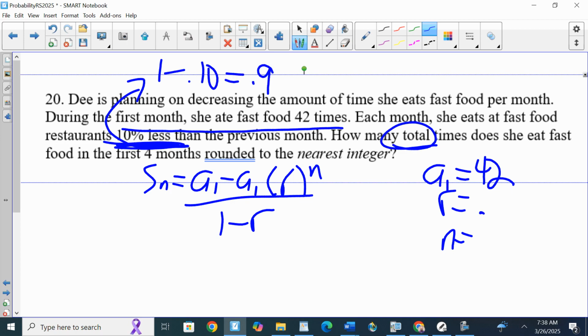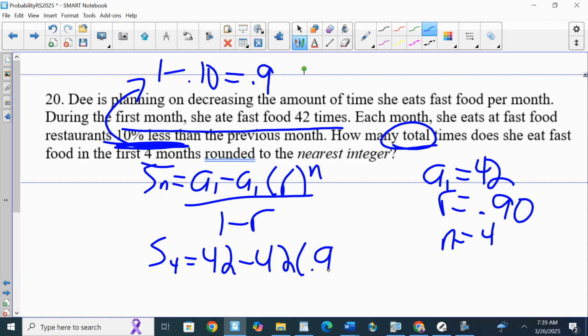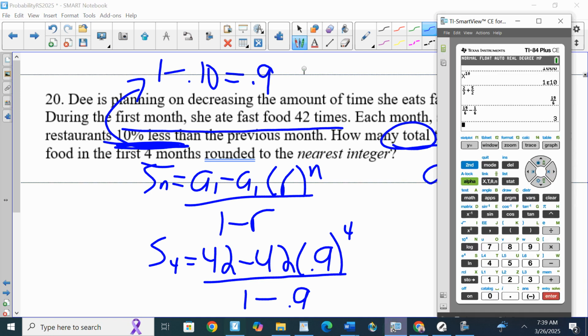R for these questions, you're almost always adding or subtracting to 1. If it's more, it's 1 plus. If it's less, it's 1 minus. First 4 months, that's n. S of 4 equals 42 minus 42 times 0.9 to the power of 4 over 1 minus 0.9. Type the whole thing in. 42 minus 42.